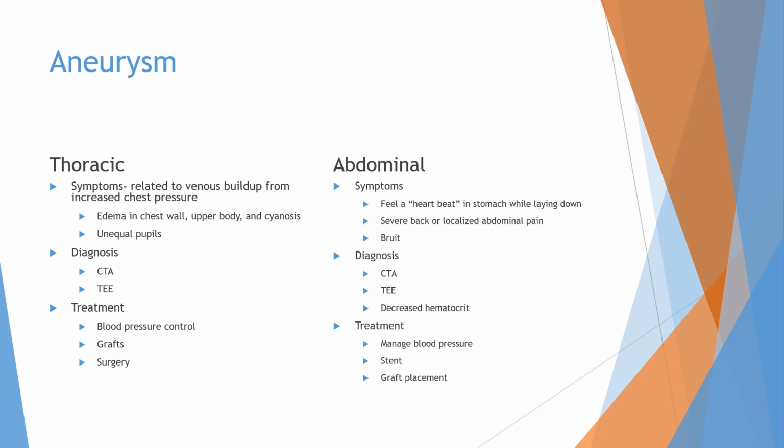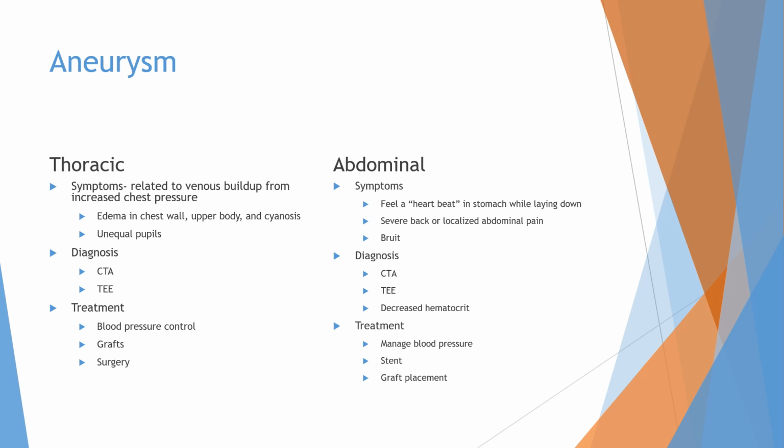Diagnosis is going to be a CTA because we want to be able to see where that blood is settling. So they're going to have contrast. And then treatment is surgery and then blood pressure control. We got to get that blood pressure down to help reduce our bleeding. We'll also see signs of bleeding, right? So we're going to see a low H&H, hypotension, tachycardia, all of that.